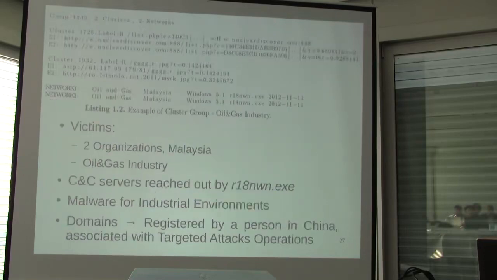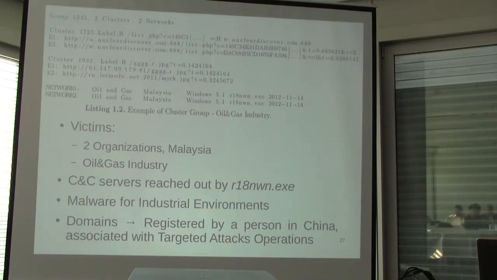And the next one is a bit more evident. Here it is not just a single cluster, but 2 clusters that have been grouped together, because both of these 2 organizations, which are 2 oil and gas companies residing in Malaysia, were involved in this botnet, and this botnet was controlled by malware that was customized for industrial environments, such as an oil and gas organization. And the domain here, nucleardiscovery.com, was registered.